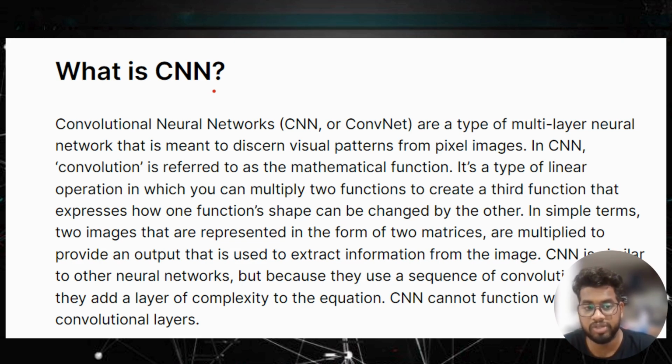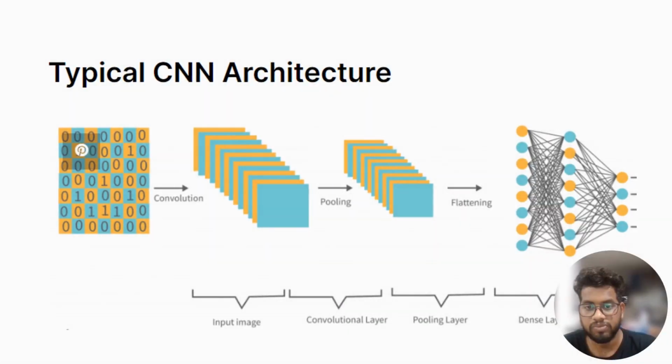CNN is similar to other neural networks, but because they use a sequence of convolutions, they add a layer of complexity to the equation. CNN cannot function without the convolution layer. Taking a deep dive into the typical CNN architecture, you can see that the image is represented in binary, that is 0 and 1. You have multiple layers, like a pooling layer and a flattening layer, before you train your neuron. As you can see below, you have an input image, a convolution layer, a pooling layer, and a dense layer.